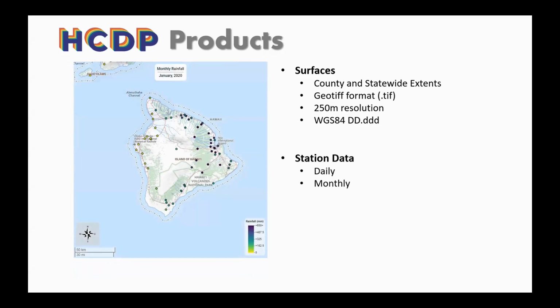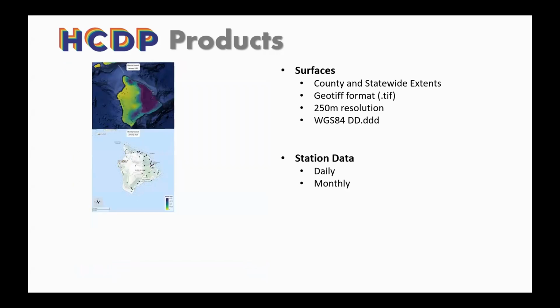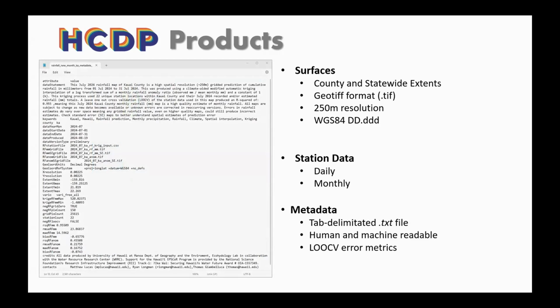We also have station data. We have station data on the HCDP that is aggregated to daily and aggregated to monthly. And you can see the stations that were used to make a map, if the map used stations to make it. We also have metadata. This is usually overlooked, but there's a lot of really good information in this. This is text tab delimited, which makes it human readable. We also generate an automatic statement for a lot of the products to tell you the quality of the product and how it was actually made. And then we have a whole bunch of leave one out cross-validation error metrics in the file itself. These get downloaded automatically when you download a surface.